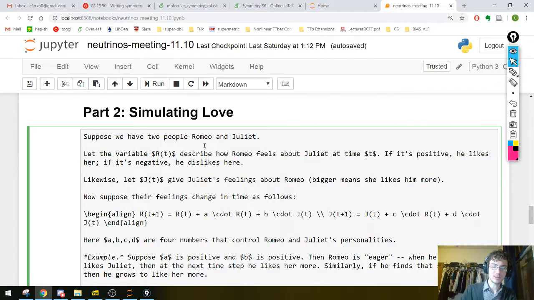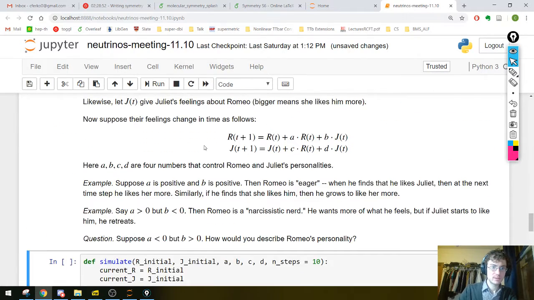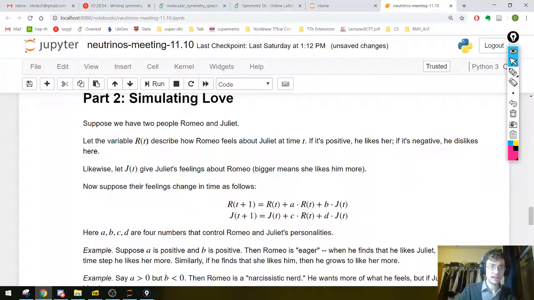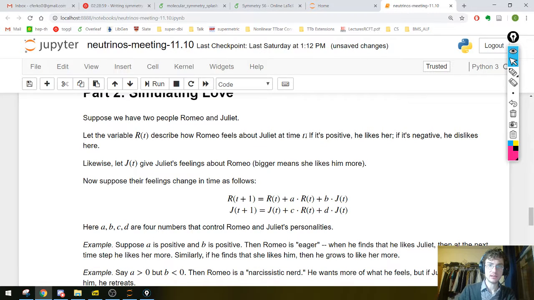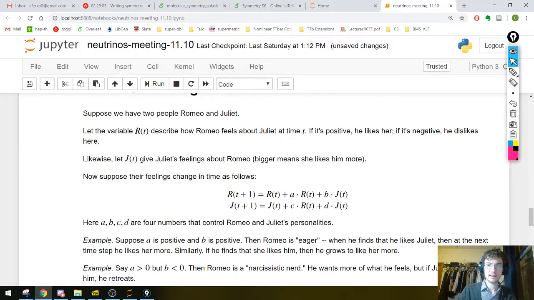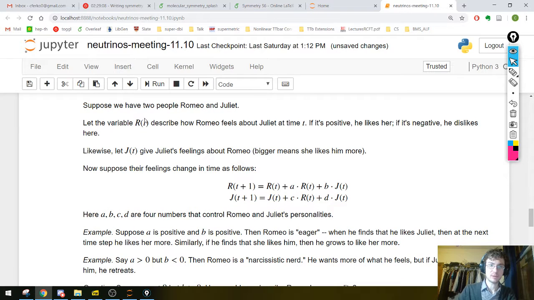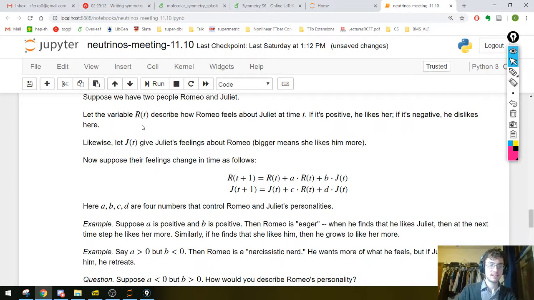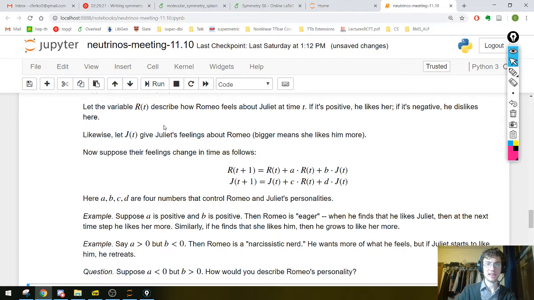So we have Romeo and Juliet. We have 2 people, Romeo and Juliet. And the variable r of t is going to tell you how Romeo feels about Juliet at time t. So r of t could be a positive number, in which case he likes her. It could be a negative number, in which case he dislikes her. Whatever. This will later be the probability of being an electron or muon neutrino, but for now it's how Romeo feels. Similarly, there's another function j. So j tells you how Juliet feels about Romeo. Could be big and positive, which means she likes him. Could be big and negative, in which case she hates him.